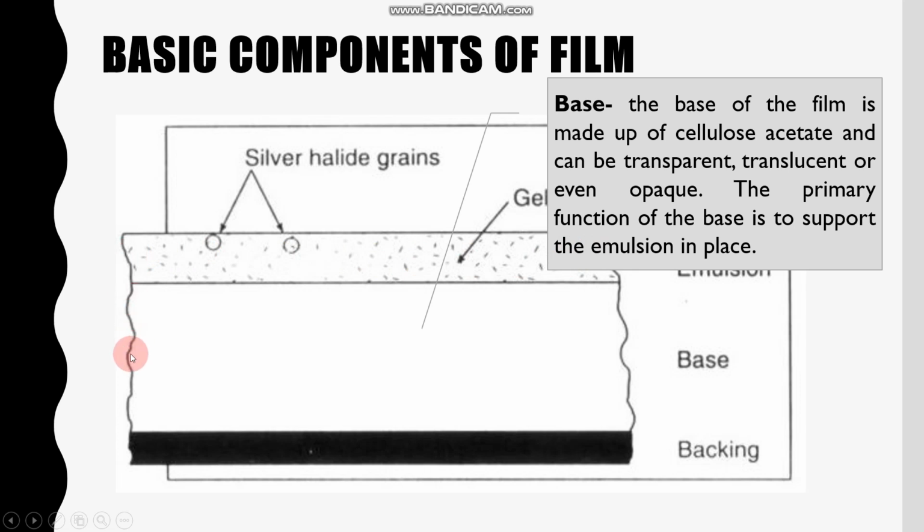So, siya lang yung sumusuporta kay emulsion layer na nasa ibabaw niya. It is the thickest of the layers which support the other layers na meron tayo. To be specific, the emulsion layer na nasa ibabaw niya. Again, its primary purpose or function is to support the emulsion in place.